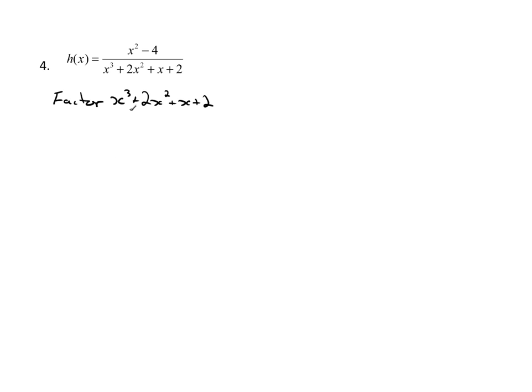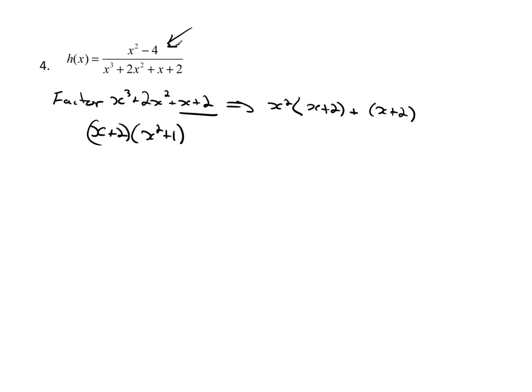First thing I see is I'm going to factor x squared from here, and I'll get x squared times what's left, x plus 2, plus my x plus 2 that's sitting right here. So now if I factor out the x plus 2, I will have x plus 2 times x squared plus 1. So this is the difference of squares, so I can factor that immediately. So I know right away that this is going to be equal to x minus 2 times x plus 2 divided by x plus 2 times x squared plus 1.